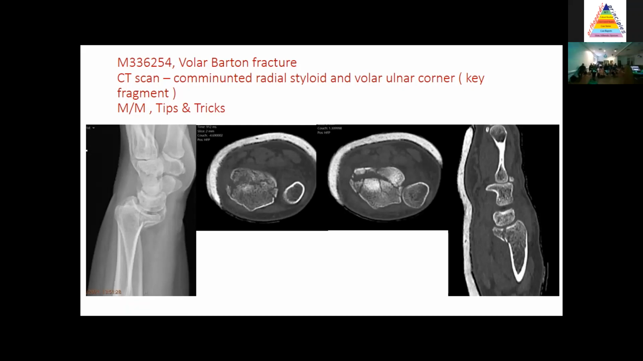If you don't feel like it, don't do it. Put through some volar, see how it feels. Put some wires, do a hybrid fixation. There's no right or wrong. But this is how, bit by bit, you interpret your scans.